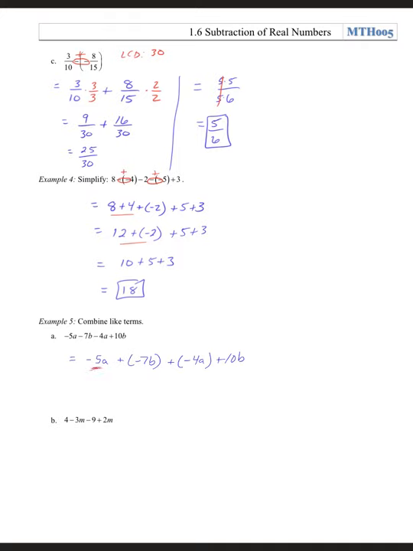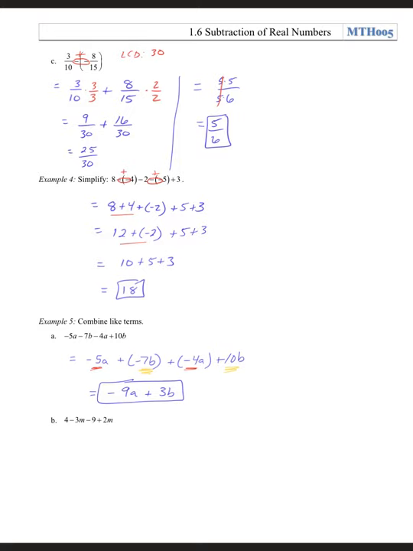So now we have a negative 5a minus 4a, right, which would give us negative 9a. And then we also have, we use yellow here, negative 7b plus 10b, right, which would be plus 3b. And that would be our final answer. Letter B. Actually, pause the video and try letter B on your own.